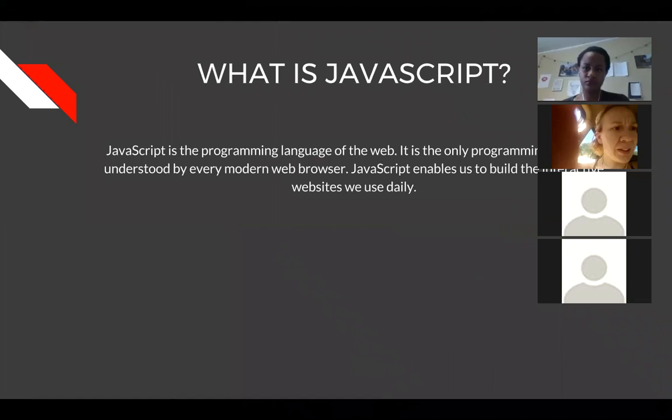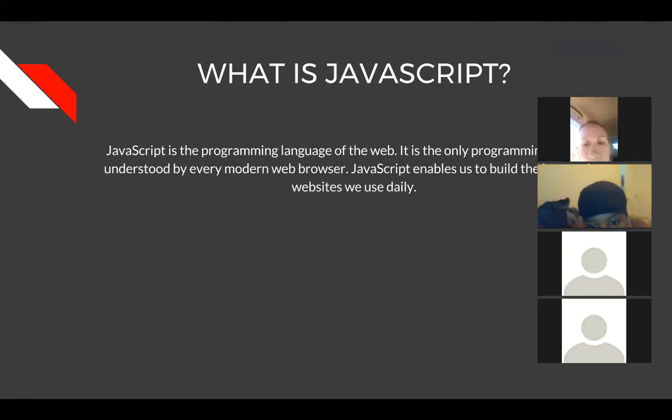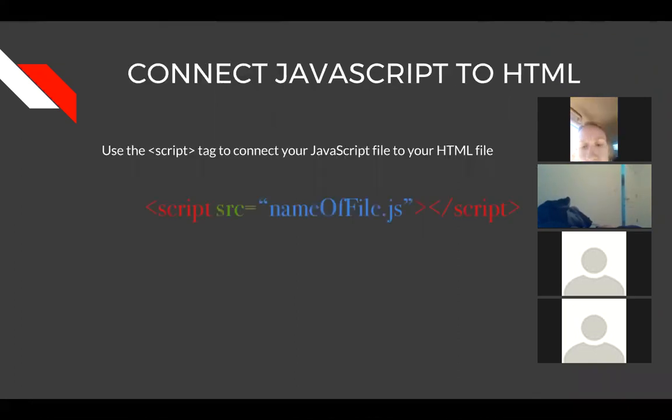All right, so what is JavaScript? JavaScript is the programming language of the web. It is the only programming language understood by every modern web browser. It enables us to build the interactive websites we use daily. The way that you can think of it is JavaScript's kind of like the muscle of the web page, right? It does all this stuff, and it allows you to manipulate information and interact with the user. So anytime there's a user interaction, JavaScript comes into play. For example, if you're submitting a form or clicking a button and that's supposed to do something, then that's when JavaScript comes into play.